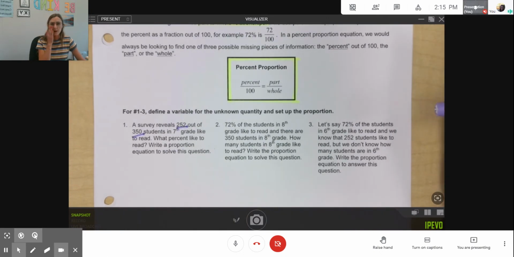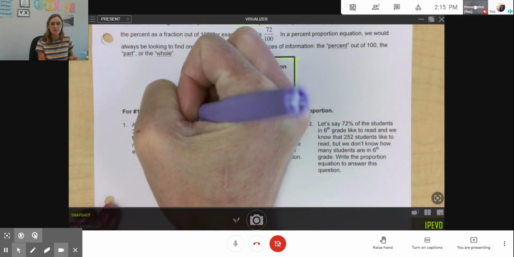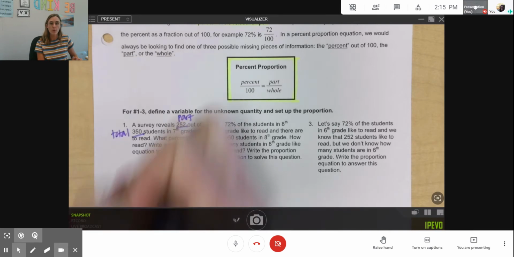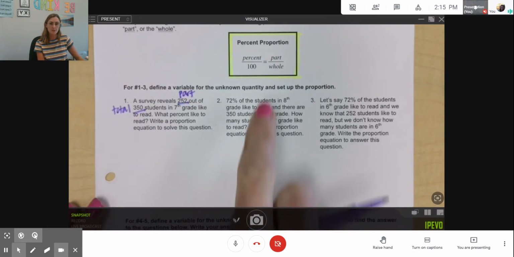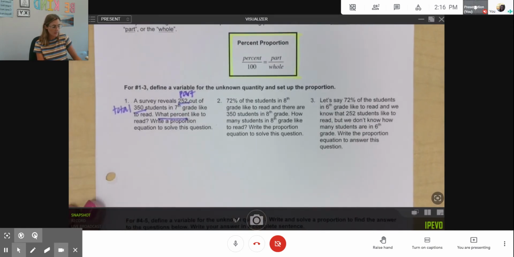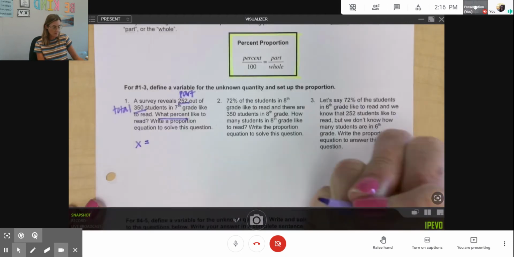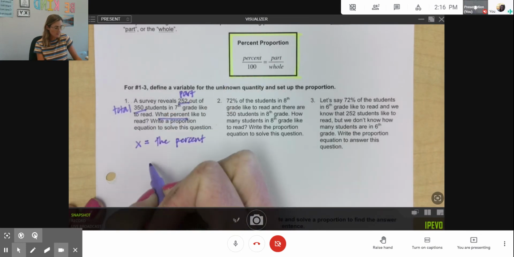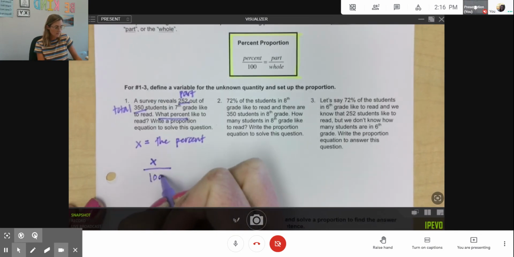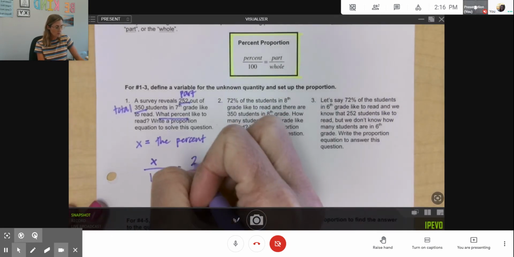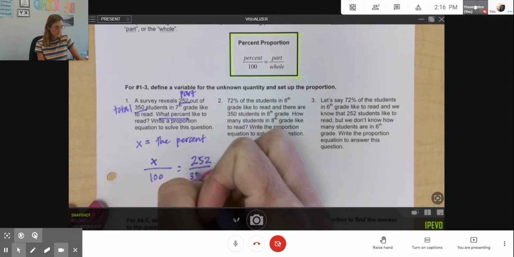Okay, so if we reread this problem, I see 252 out of 350. So 252 is the part and 350 is the total, or the whole. If I'm setting up this percent equation, it says what percent? That means that X is going to represent the percent. So I can say X over 100 is equal to my part over my whole, which is 252 out of 350.